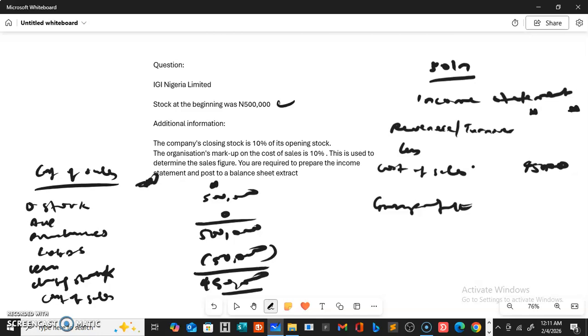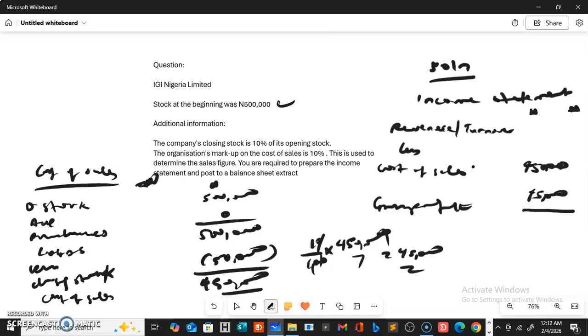In the question we don't know the revenue or the sales yet. We're told that the organization's markup on cost of sale is 10%. That is 10% is our profit on cost of sales times 450,000. So our markup, which is the gross profit, is 45,000, from what we have done in this calculation.